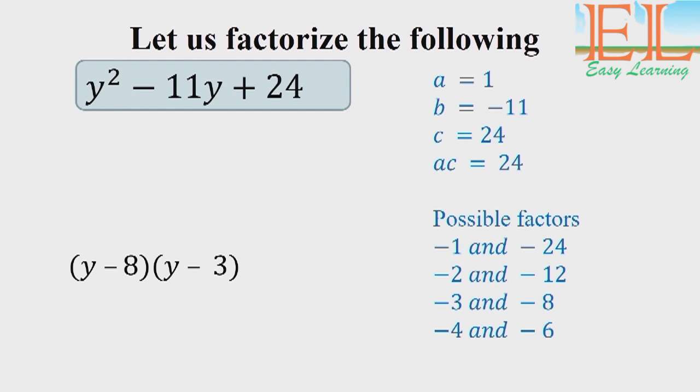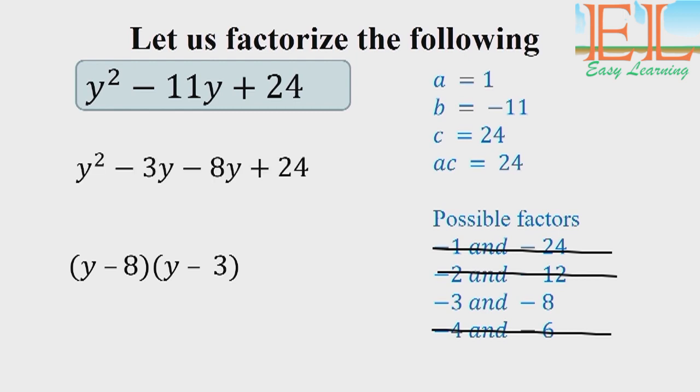Negative 1 and negative 24, of course, they do not satisfy, because negative 1 plus negative 24 is negative 25. Negative 2 and negative 12 don't satisfy. Negative 4 and negative 6 equally will give you negative 10, so they do not satisfy. And therefore, our factors are negative 8 and negative 3. Replacing the term, we now have y squared minus 3y minus 8y plus 24.